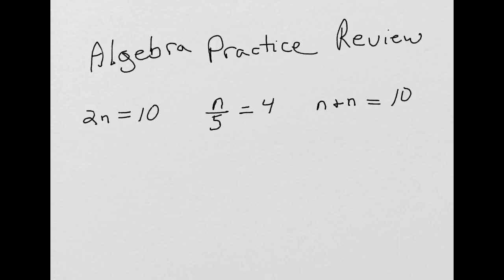I wanted to do a quick review tutorial here just to remind everyone how algebra should be done. Okay, so first off, you've got to remember some of the rules, meaning you need to isolate the variable. And in this first question here, 2n is equal to 10, the variable is n, and we need to isolate that by itself on that side.